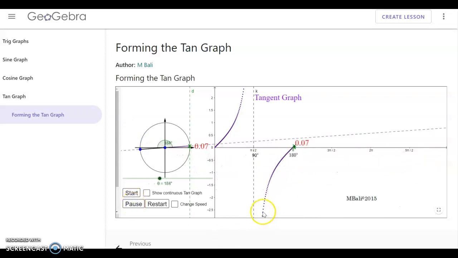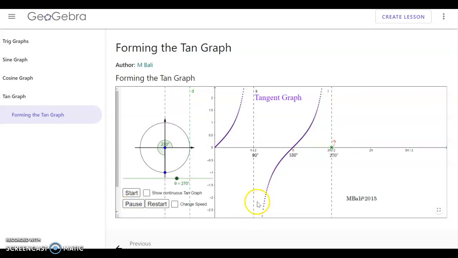Okay, so we've moved now from up the top to down the bottom. We've crossed the axes at 180 degrees. And remember I said at 270, we're going to have another asymptote because we divide by 0. 270 is over here. So let's have a look at what happens as the graph moves towards there.